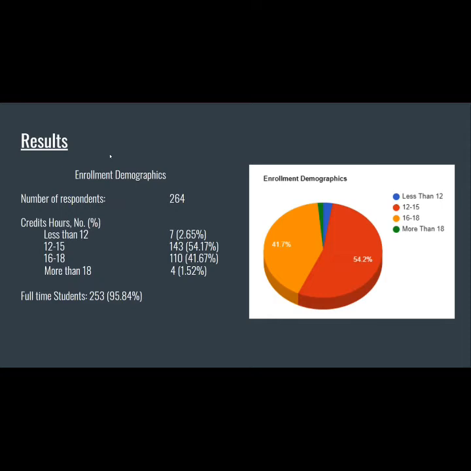For our enrollment demographics, our findings were that 2.65% were less than full-time students, 54.17% were full-time students enrolled in 12 to 15 credit hours, 41.67% were also full-time students enrolled in 16 to 18 credit hours, and 1.52% were overtime students exceeding the 18 credit hours. Out of the 264 respondents, 253 were full-time students. Based on the results, we were able to conclude that the majority of our sample population were in fact full-time students, equaling 95.84% of the whole sample.